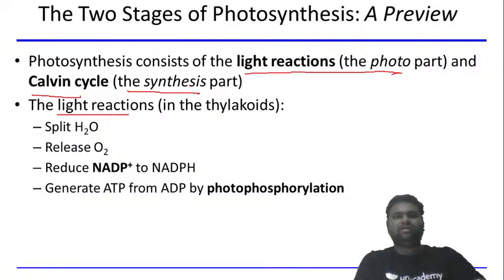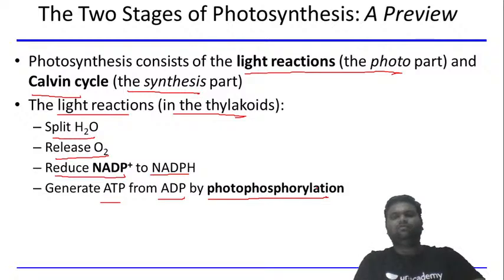So the light reaction occurs in the thylakoid. In the light reaction, water is split, it releases oxygen, and it reduces NADP plus to NADPH, and it generates ATP from ADP by photophosphorylation. So photophosphorylation takes place, by which ATP is generated from ADP.